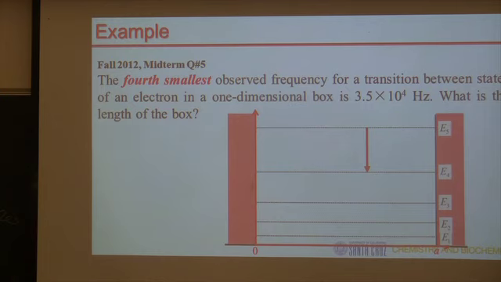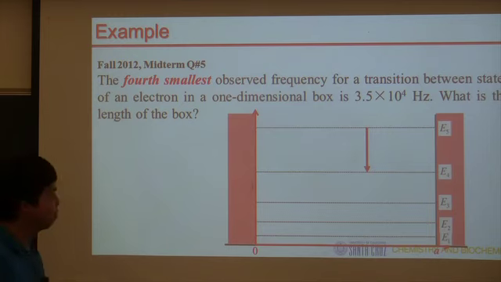If we have a small frequency, that means the energy is what? Is it high or low? If the frequency is small, that means the energy is, well, very high equals frequency. So if frequency is small, energy is also small. So the fourth smallest observed frequency must be the fourth smallest energy transition or energy difference.